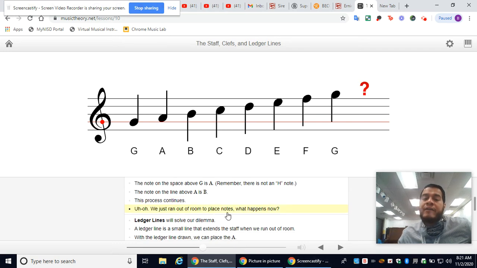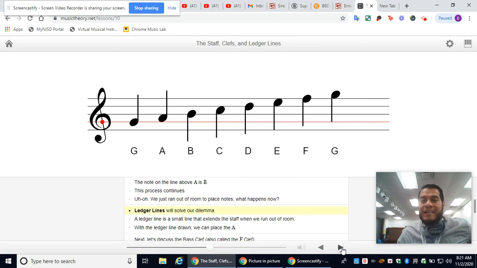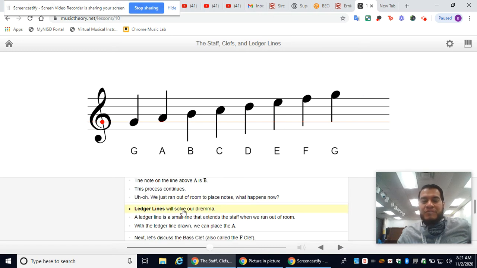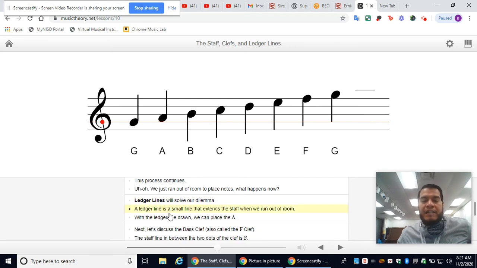We just ran out of room to place notes. What happens now? Well, ledger lines will solve our dilemma. So we have ledger lines, and they're just little lines that go up here, and they stack on top of each other to be made to look like a staff. Okay. So a ledger line is a small line that extends the staff when we run out of room.